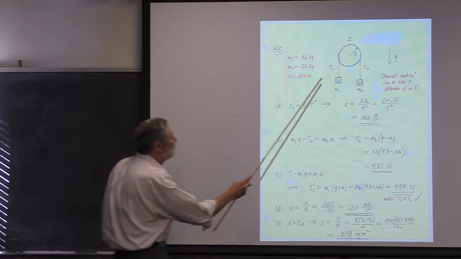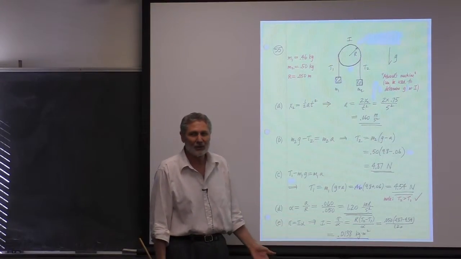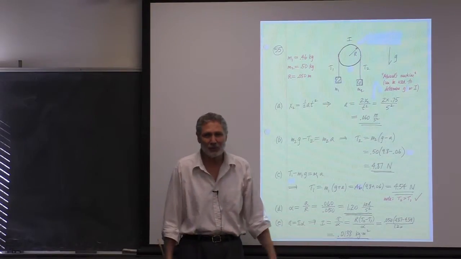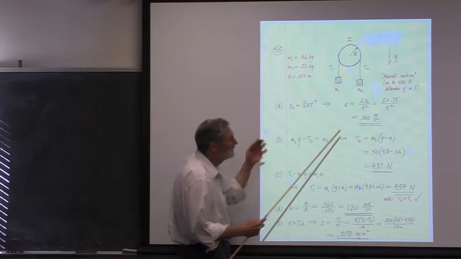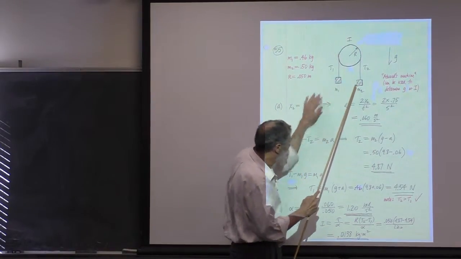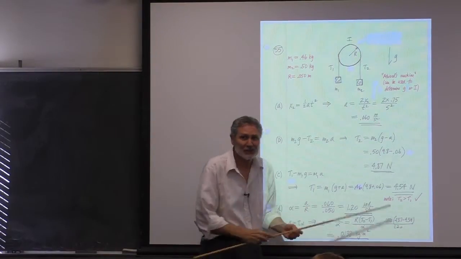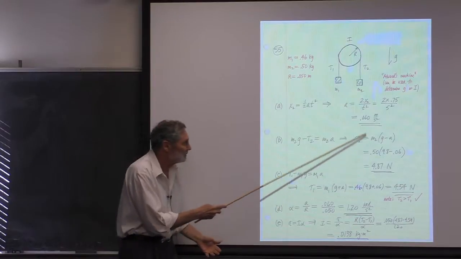The only way you can angularly accelerate this thing is you've got to have a torque. Where's that torque going to come from? If these two tensions are the same, you've got no torque. So they have to be different. So what the math has given us here is we've put in an acceleration. It knows this wheel is accelerating. There has to be a net torque, and that's why it's returned us these different values.